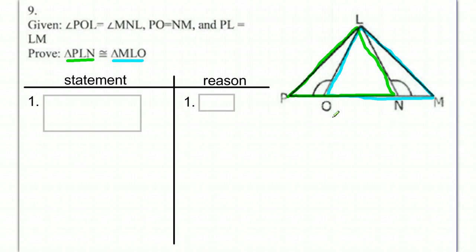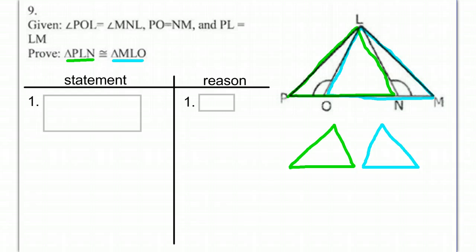One of the things I like to do when you have overlapping triangles is draw those two triangles out separately, so that as you find parts that correspond, it's a little bit easier to mark up your diagram, because this diagram is going to get really messy really quickly if we just leave it as it is. So we have PLN, and I'll just quickly relabel that, and then we have MLO. And the reason that I do this is every time we find things that are true up here, we can mark them true down here.